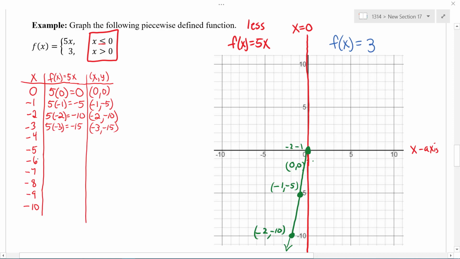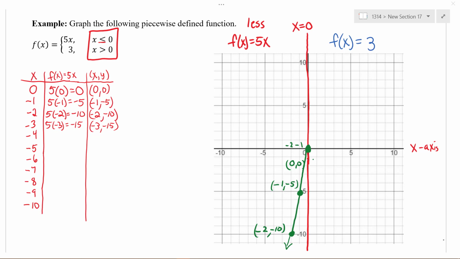So I'm not going to plot these. I could if I wanted to. If I had a big enough piece of graph paper, I could plot all of these points. But since I can't plot all of those points, I'm just going to put an arrow to say keep going forever in that negative direction for those x values and in that negative direction for those y values that I would plot if I could. Okay.